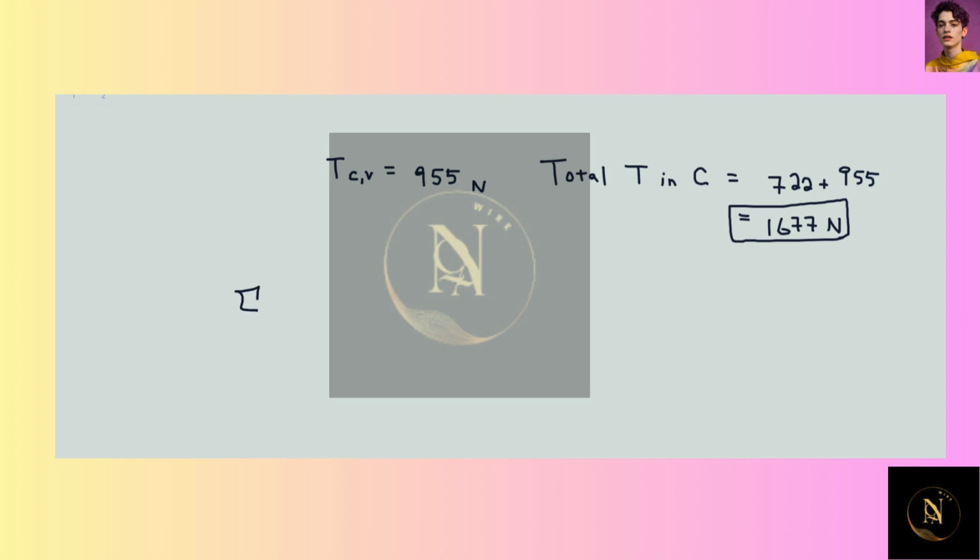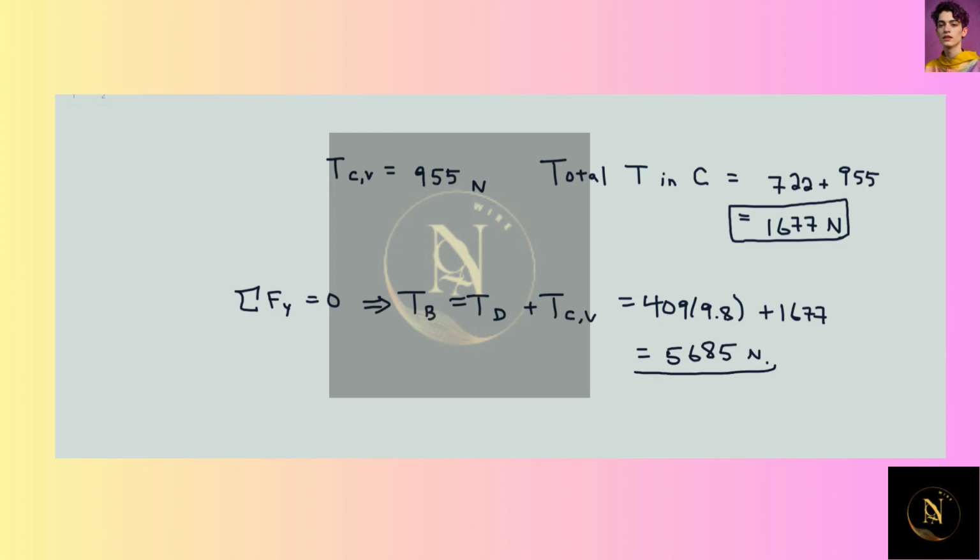Now we're going to do the sum of the forces in the y direction, which is equal to 0 because it's not accelerating. This implies that the tension in rope B equals the tension in rope D plus the tension in rope C in the vertical direction, which is equal to 409 times g, which is 9.8, plus 1,677. And the resulting force is 5,685 newtons, which completes the answer.